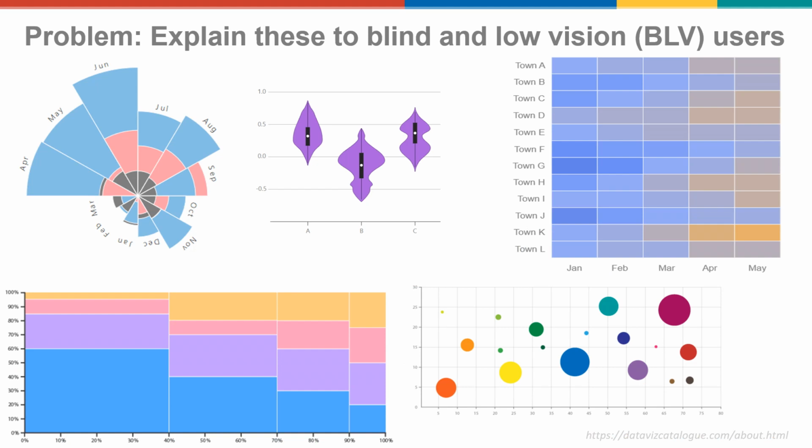Beyond basic chart types such as bar chart and line chart, many complex charts have been designed and used in the wild. For example, violin plot, heat map, Marimekko chart, and bubble chart are commonly used online to communicate data. Can this be a challenging task for BLV users?